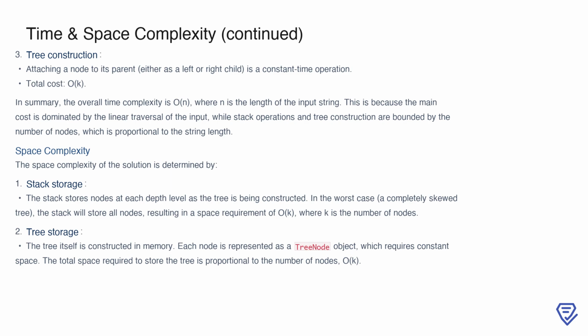Moving on to space complexity, the first contributor is stack storage. The stack is used to maintain nodes at different depth levels during tree construction. In the worst-case scenario, such as when the tree is completely skewed, the stack holds all nodes, leading to a space requirement of O(k), which is proportional to the number of nodes. This is the first factor influencing our space complexity.